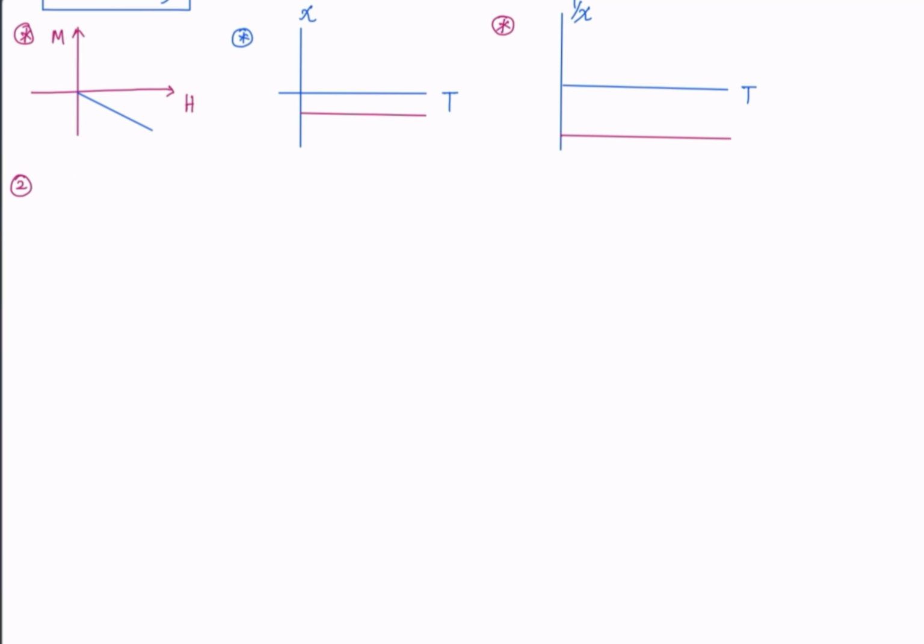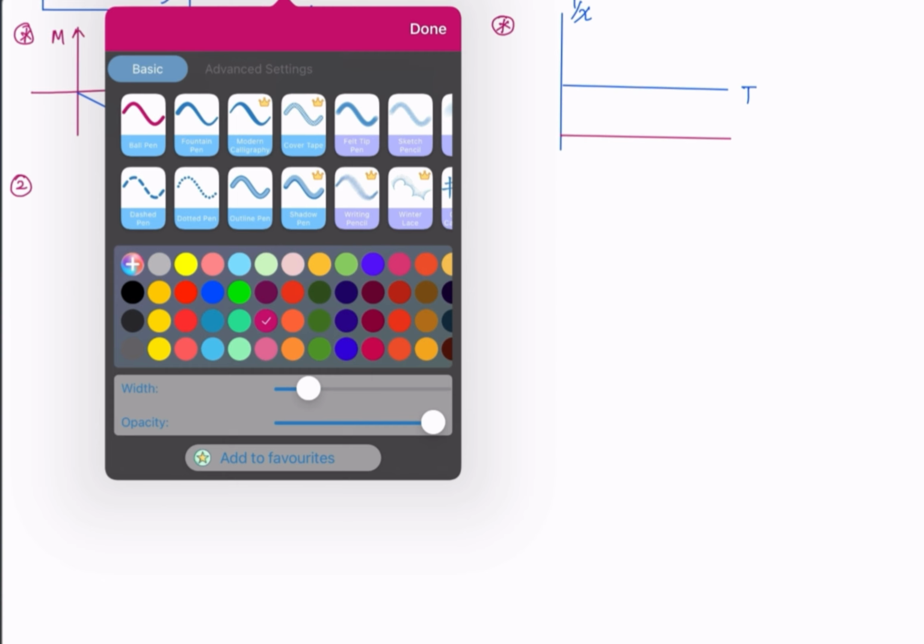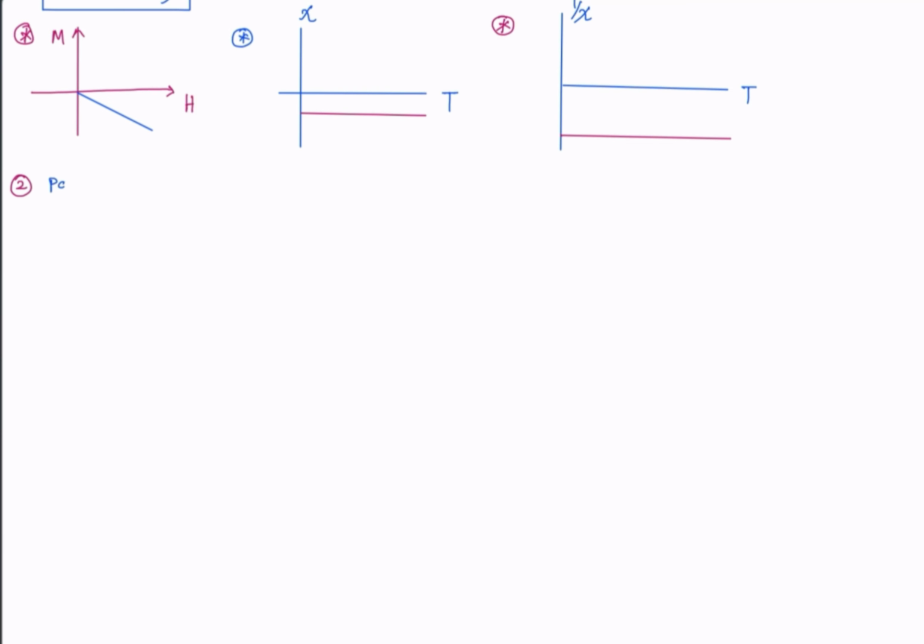Next, number 2, we will discuss paramagnetic materials. Basically, paramagnetic materials have permanent magnetic moments. In the absence of an external magnetic field, there is no net magnetization. But when we apply an external magnetic field, there will be a net magnetization.